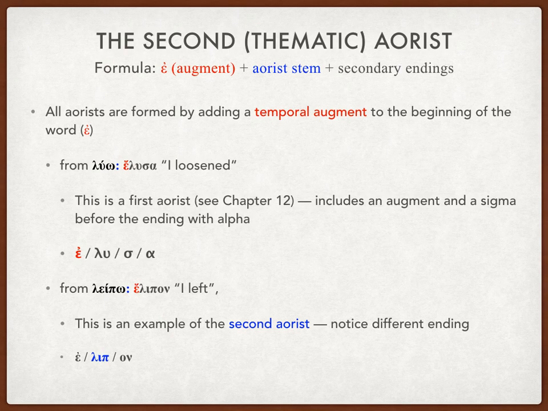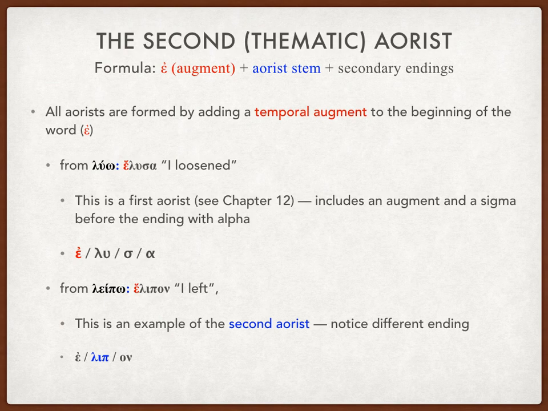That's how the second aorist is formed. So remember the formula that you see at the top of this slide. Epsilon, your temporal augment, tells you it's going into the past. The aorist stem change is what happens in the second or thematic aorist, and then you're going to want to know the secondary endings that go with it. Those are also going to be new forms that you have to memorize in this chapter.